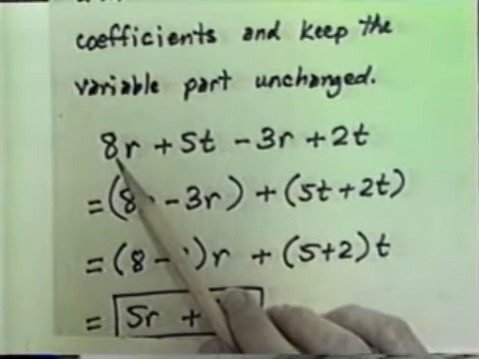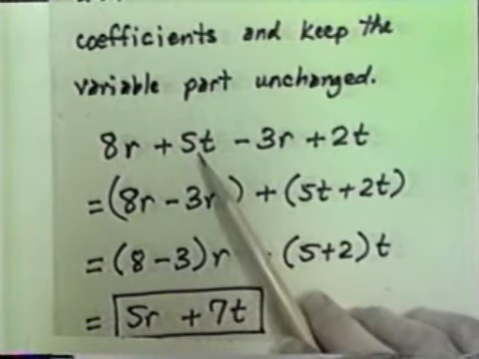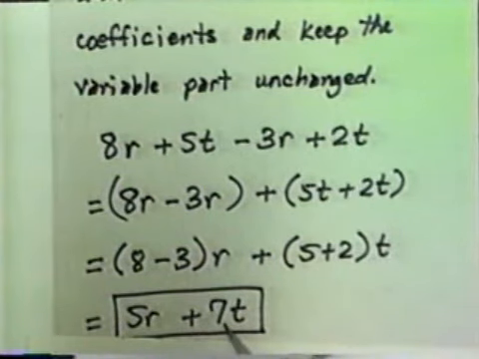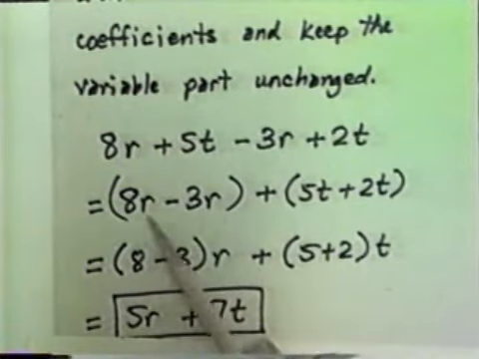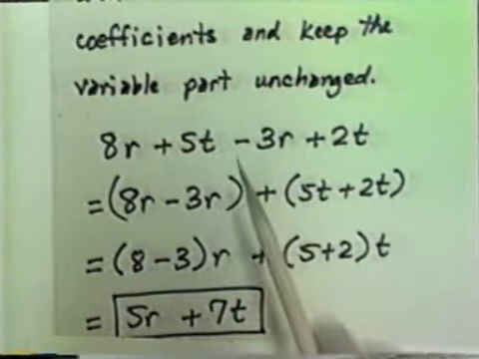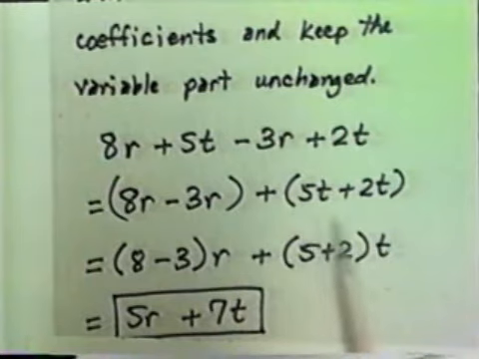Well, if we had 8 rose bushes, we put back 3 of them, we ended up with 5 of them. We collected 5 bags of tulip bulbs and then 2 more bags of tulip bulbs. That gave us 7 bags of tulip bulbs. And so the answer, 5r plus 7t, makes sense. But look at the steps in between. When we rearranged things to put the r terms together and to put the t terms together, that required us to switch things around and group them together using parentheses.